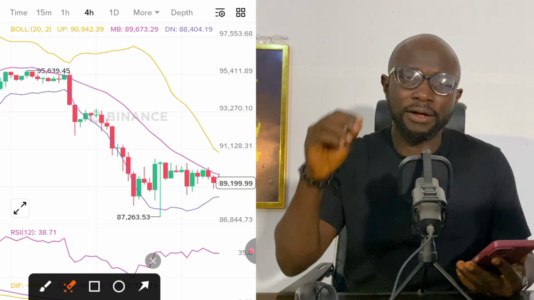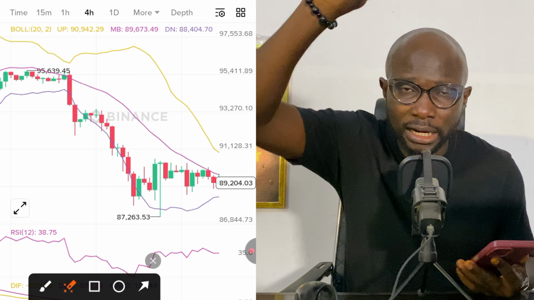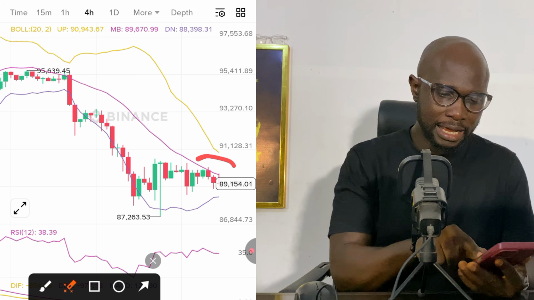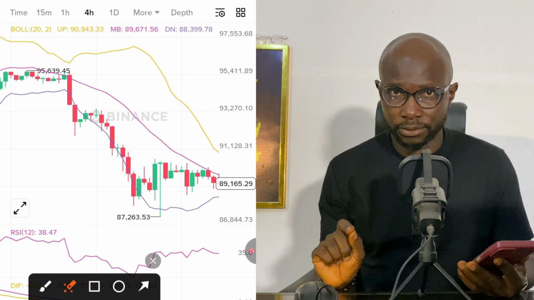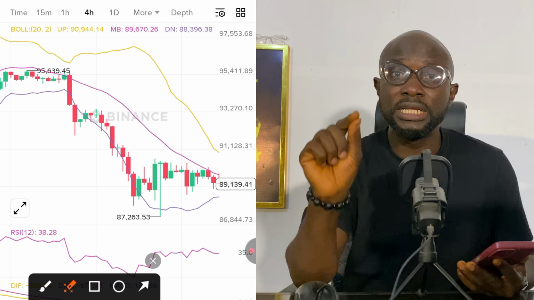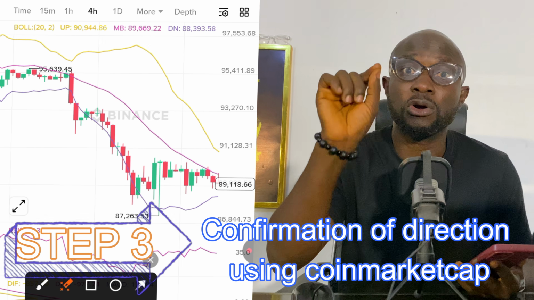before taking the next move. Now, the next move we are not certain about yet, and we need to do another confirmation. That is, after the consolidation, will the market go up or further down? We want to be sure about it. And this will lead us to our step 3, which is confirmation of direction using CoinMarketCap.